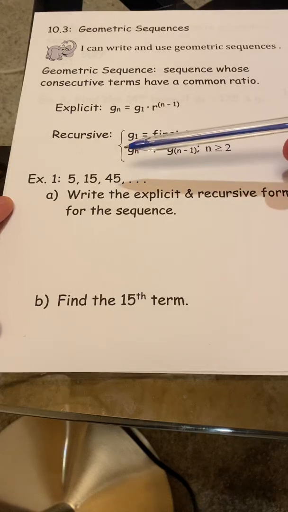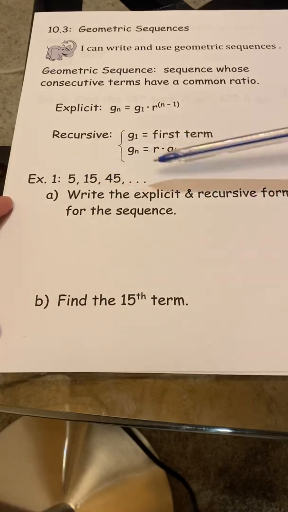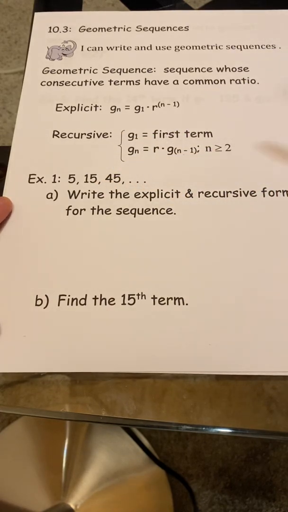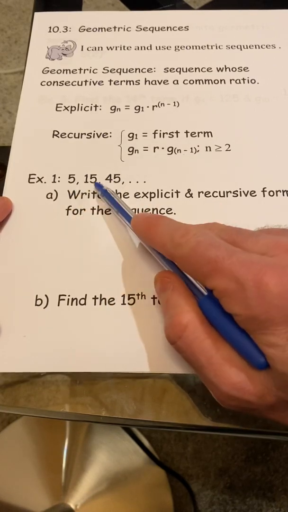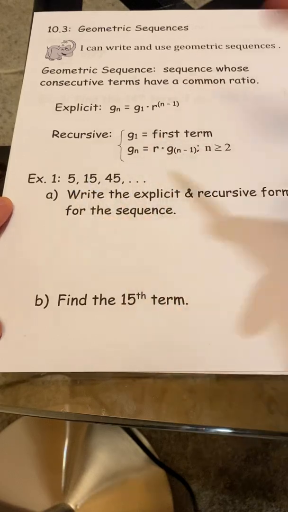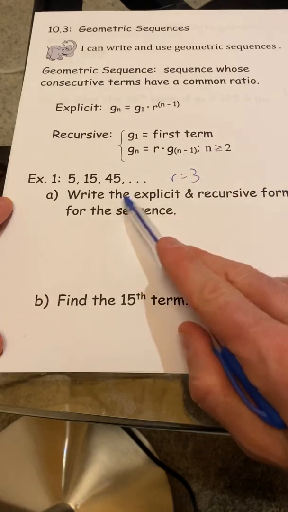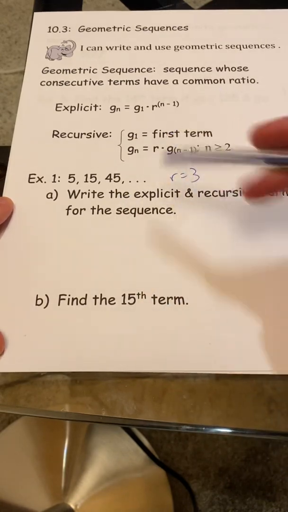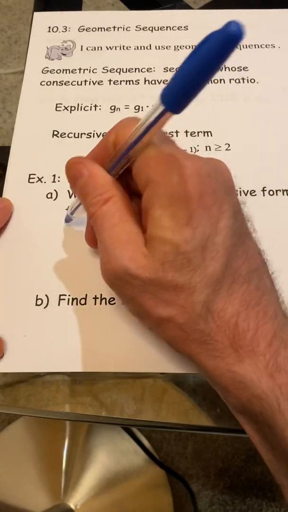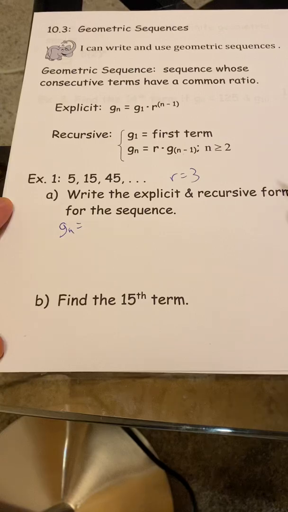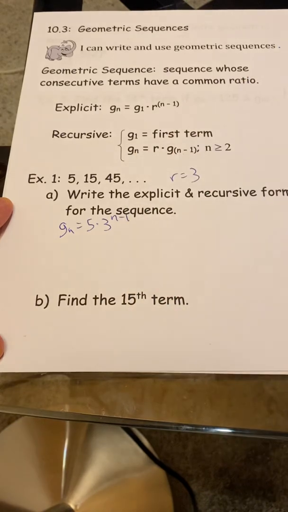So if we look at example 1 here, where our sequence goes 5, 15, 45, and so on. First thing we're always going to do is look at what the pattern is. From 5 to 15, 15 to 45, it's certainly not adding a set amount. It's multiplying with a rate of 3. So as far as explicit formula and recursive, neither one of these, unlike arithmetic, really has any work. For the explicit, g sub n equals the first term, 5, times 3 to the n minus 1.